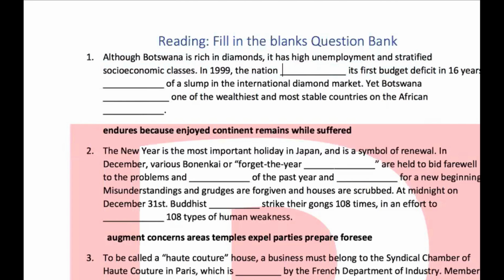In 1999, the nation, blank, its first budget deficit. First trick that I'm going to tell you now is, if you see a gap in the middle of the sentence, let's say after the subject, that is a verb, unless otherwise specified, or that means it's a verb unless there is any other possibility. So looking at this, I can see that it's a verb: the nation, blank, its first budget deficit. Every sentence in English should have a verb. If the sentence does not have a verb and you have a gap in the middle, that means you are looking for a verb. That's another way of looking into this.